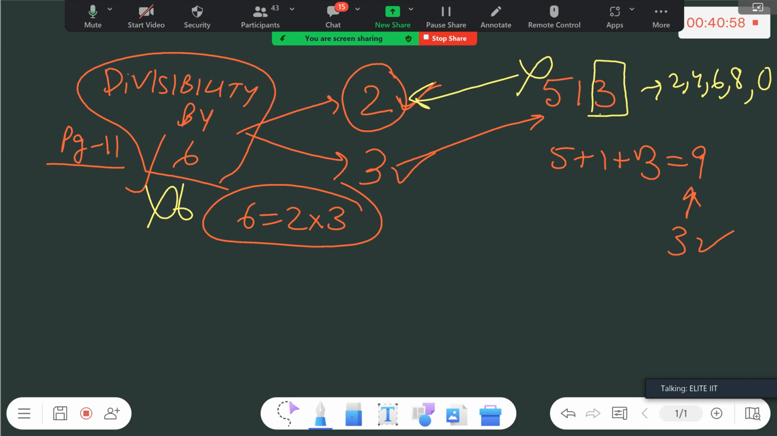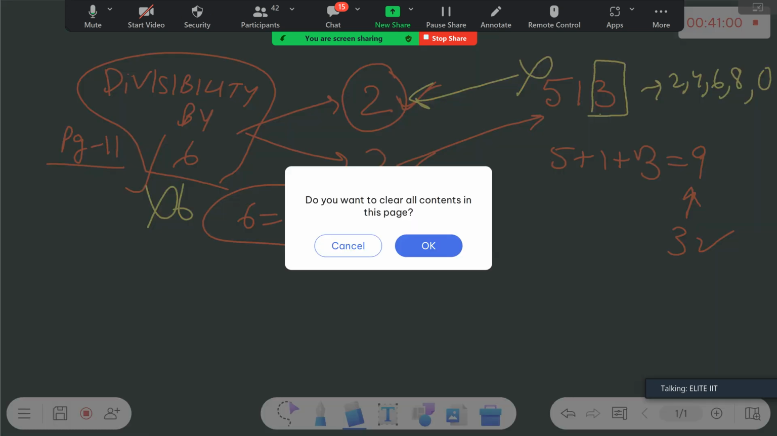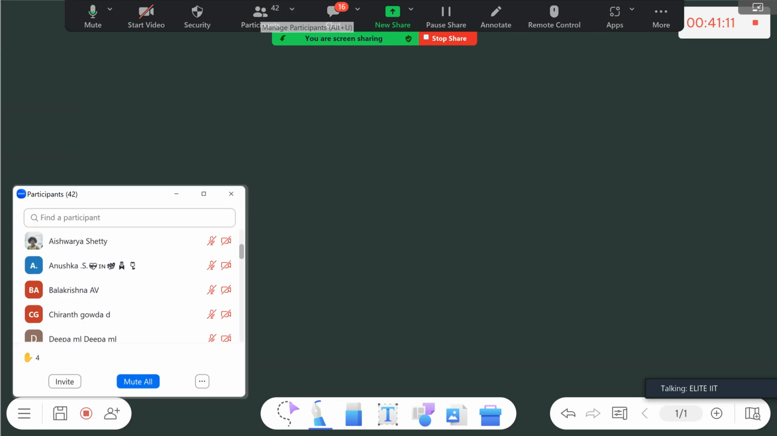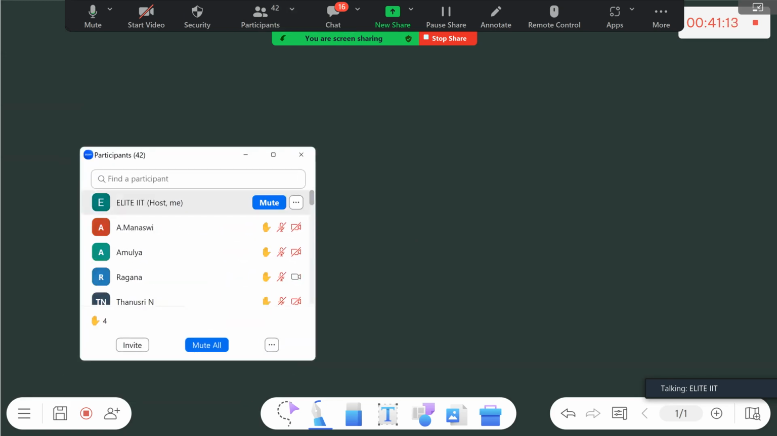Clear? Okay. Now anybody sitting at home has any doubt? Anyone? You can raise your hand. Yes, Amulya? Do you have any doubt? You raise your hand. You can unmute and ask. Amulya? Yes, Amulya, tell me.